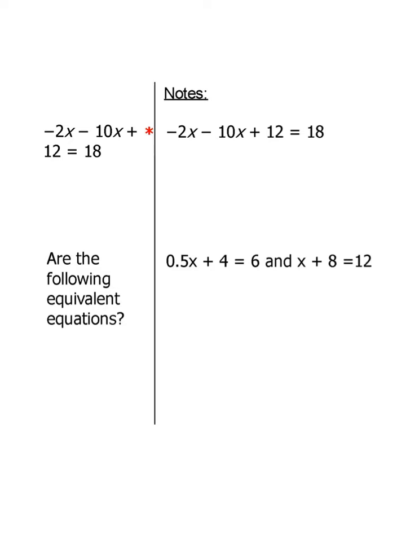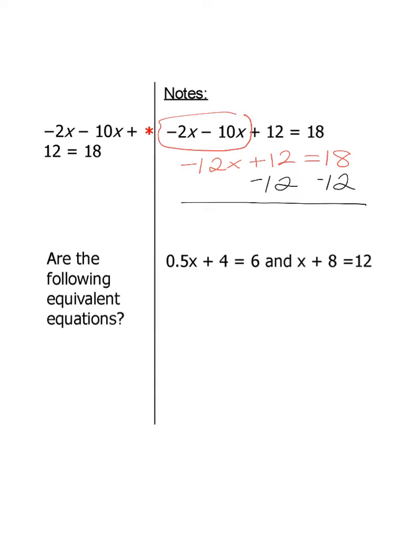Combine like terms. Right, I have like terms. I'm going to combine them. These two both have an x, so I'm going to combine them. A negative 2 minus a 10 is going to give me a negative 12x plus a positive 12 equals 18. Well, now what am I going to do? Subtract the 12, get rid of everything on the outermost of that variable, and I get negative 12x equals 6.